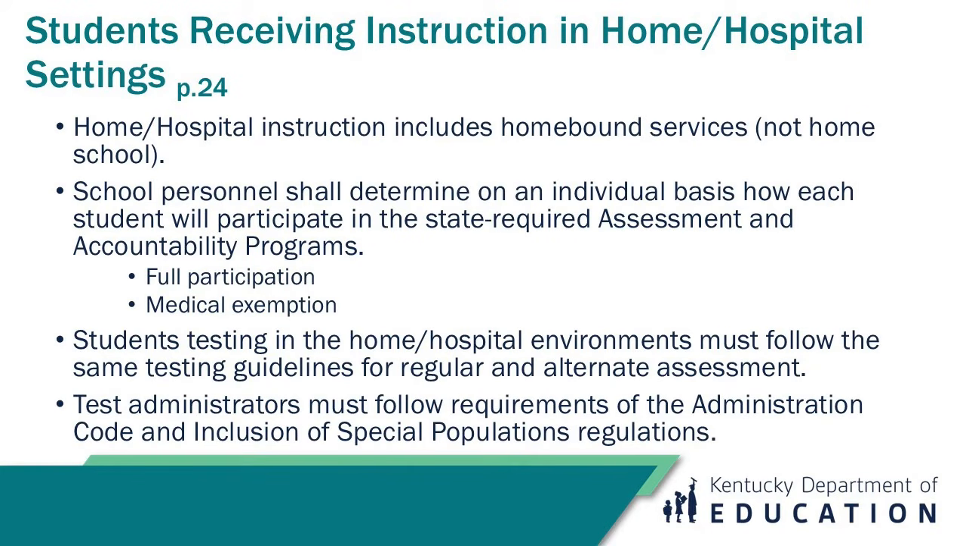Section 5 of the Inclusion of Special Populations regulation focuses on students who receive services in a homebound or hospital setting. This information can be found on page 24 of the regulation document. This does not include students who have withdrawn to homeschool. School personnel shall determine on an individual basis how each student will participate. The student may participate fully, or the district may seek a medical exemption.